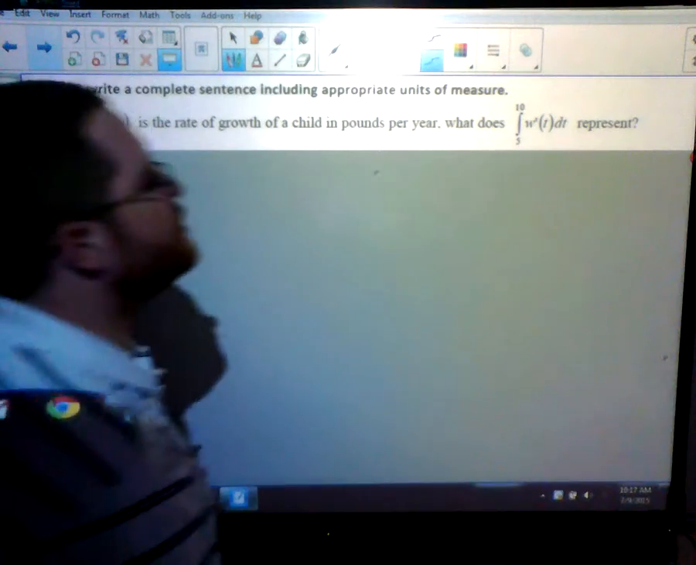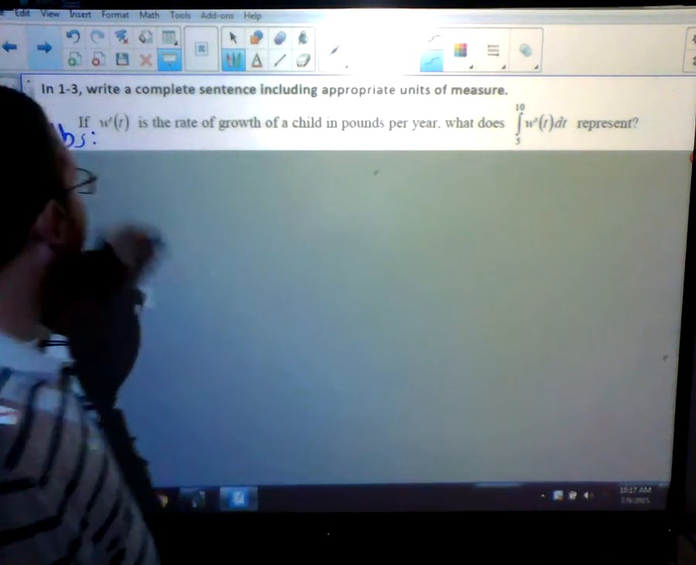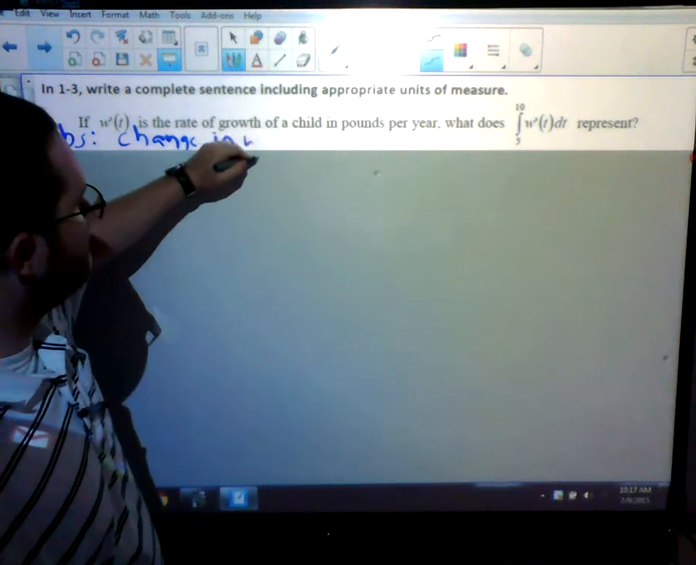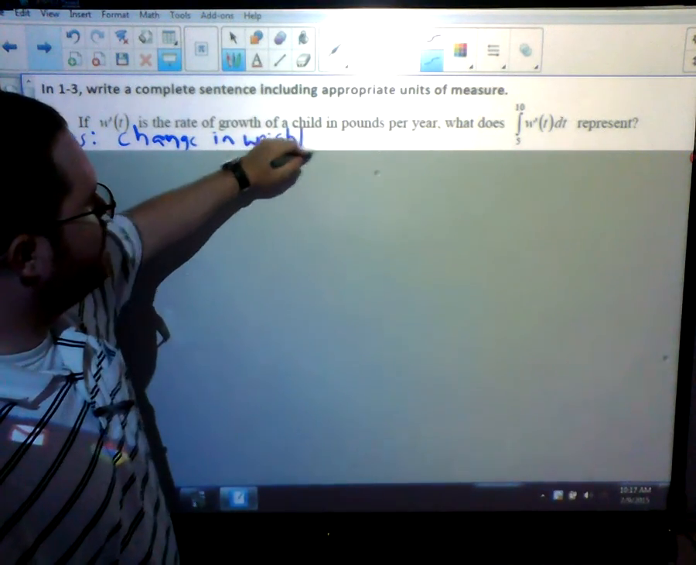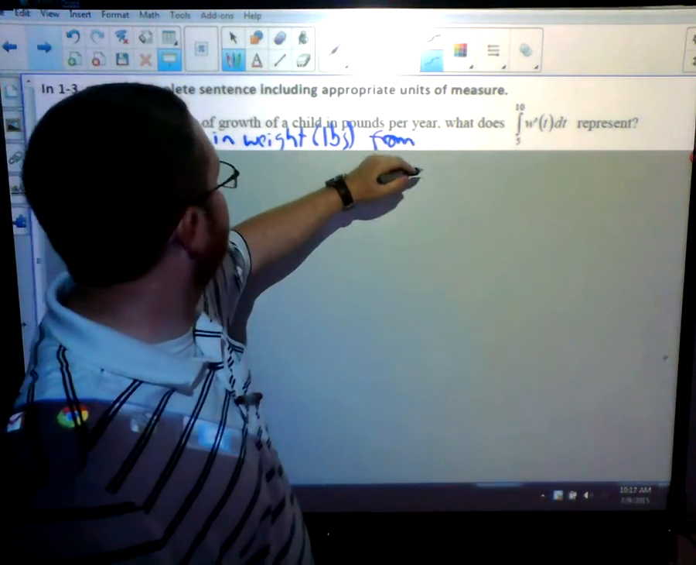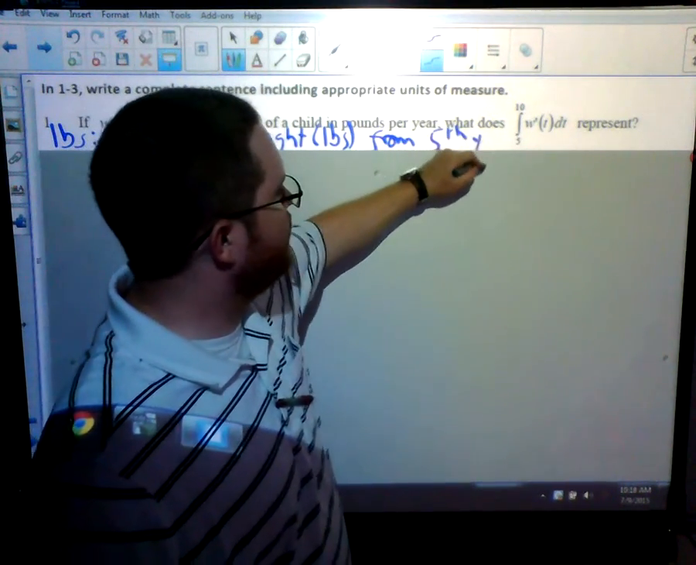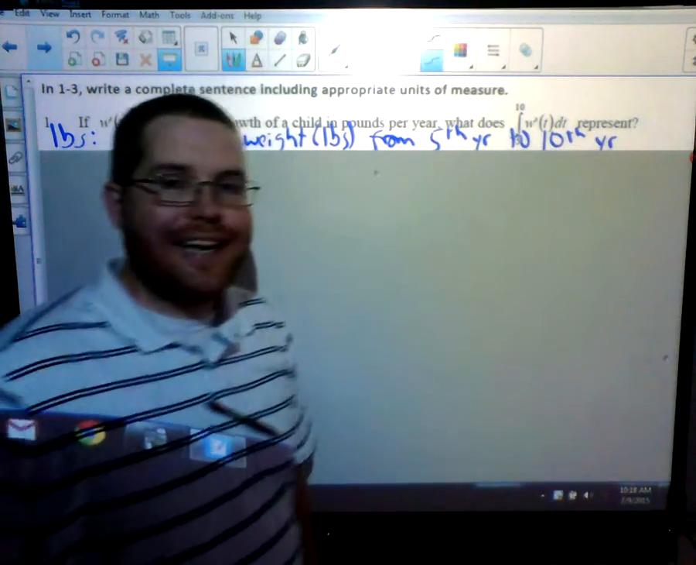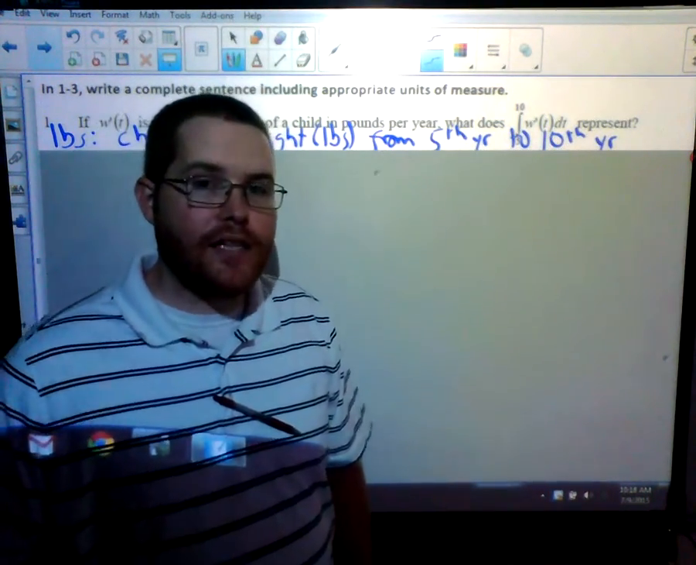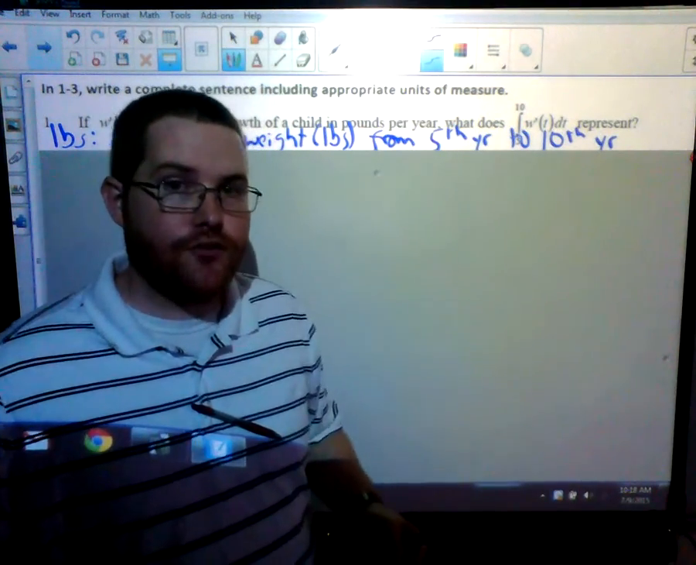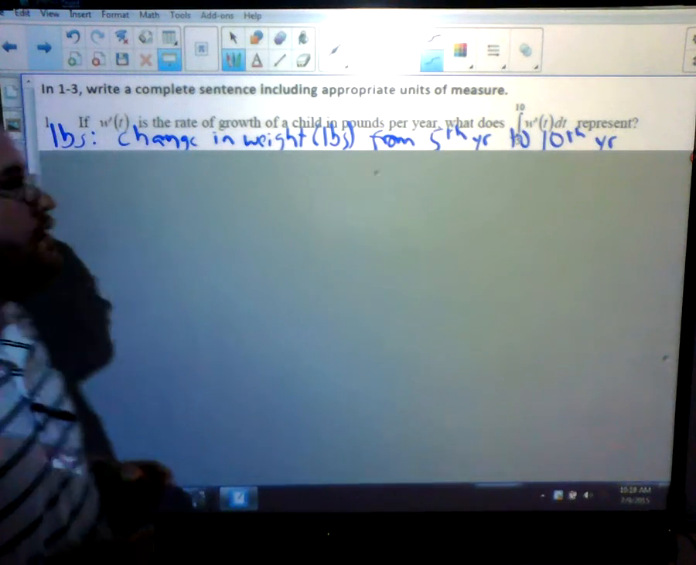So it's from 5 to 10. So it's the change in weight in pounds from the 5th year to the 10th year. It's not how much he weighs at the 10th year. It's how much he has changed from the 5th year to the 10th year.